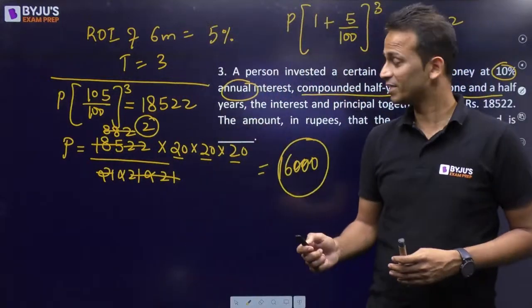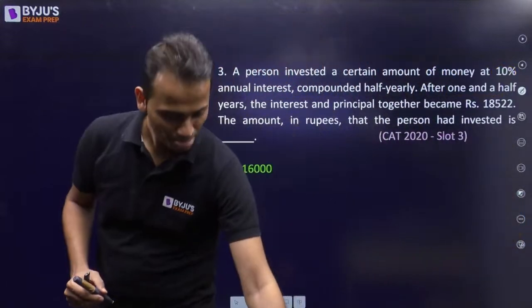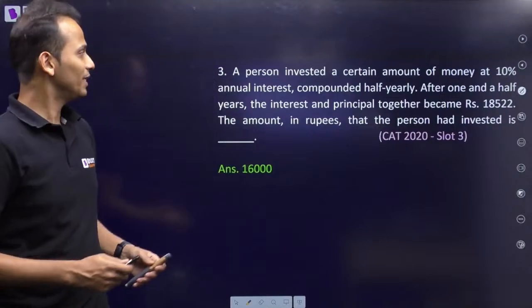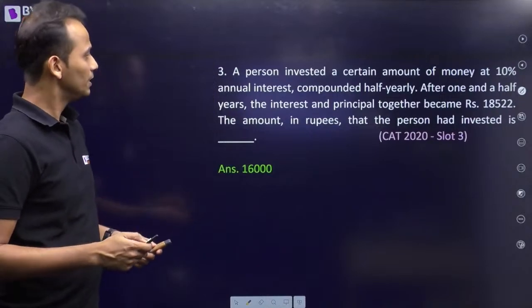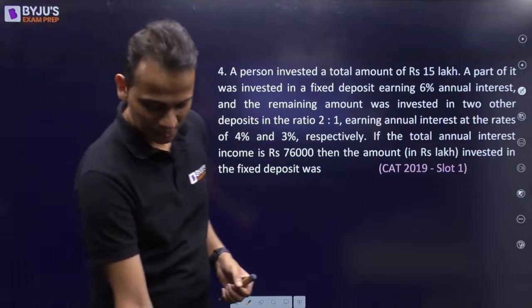All right, so the correct answer here is 16,000, and yes, it is. Okay, chaliye. So next question, question number 4, CAT 2019 slot number 1.